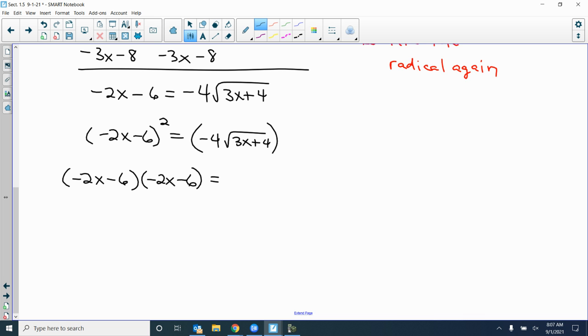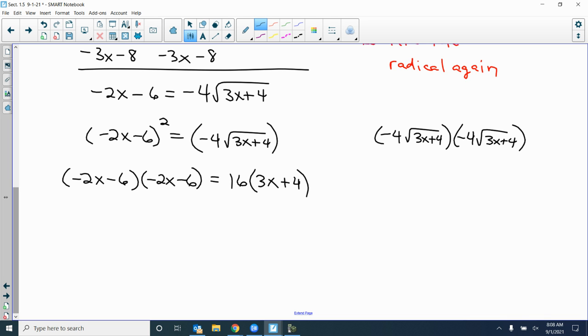Equals. All right, now this is not a binomial. You do not have a plus or minus in between the 4 and the square root. It's not a binomial. So you can think about it as writing it twice, but you're not going to FOIL. You're just going to take negative 4 times negative 4, which is 16, and then it's multiplying square root of 3x plus 4 times square root of 3x plus 4, which is just 3x plus 4. All right, so FOIL, distribute, and then stop and look at everything. FOIL and distribute, and I'll catch up with you in a second.